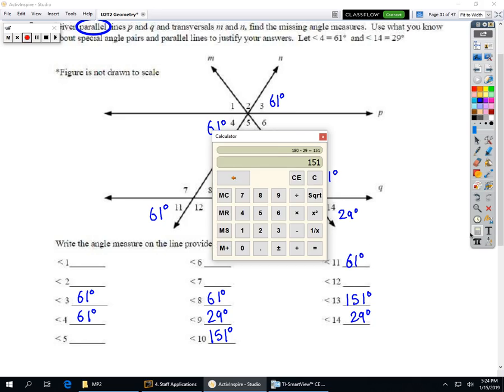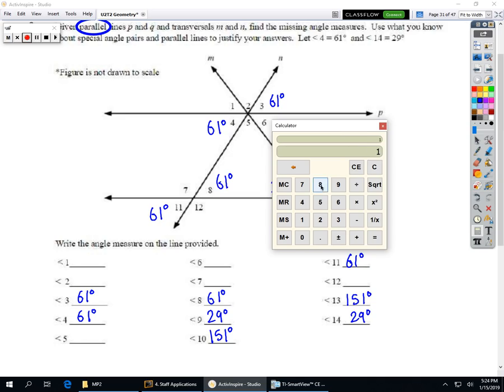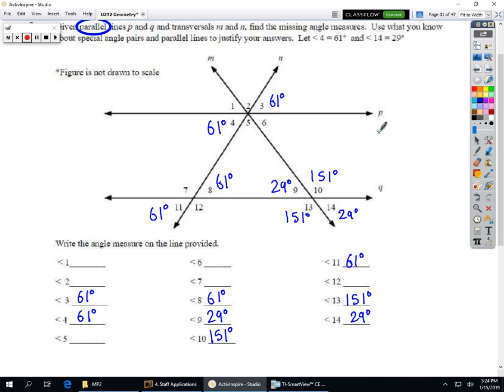So I do 180 minus 61, which is 119. 7 and 12 are both 119.